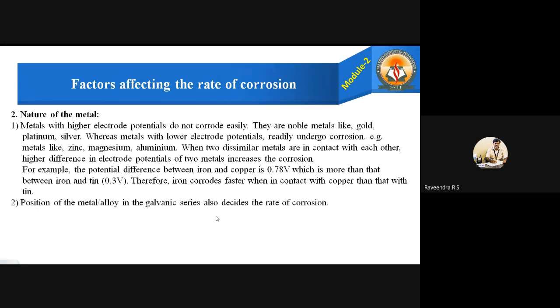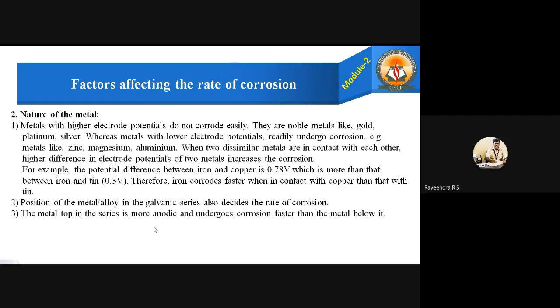The position of the metal or alloy in the galvanic series also decides the rate of corrosion. You know, the galvanic series. The galvanic series contains various metals in increasing or decreasing order of their electrode potential values. Here, the position of the metal, whether it is at the bottom, the top, or the middle of the galvanic series, also matters and decides the rate of corrosion.